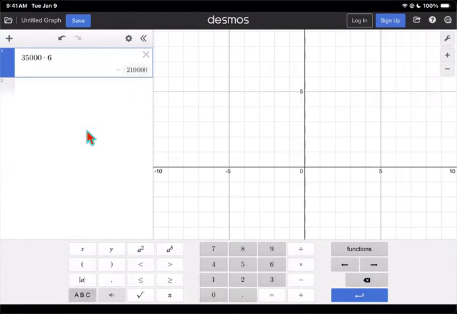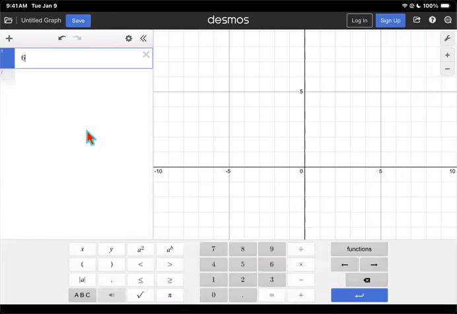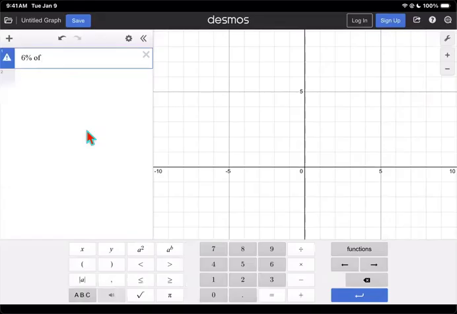So let's put in 6. Let me get to the percentage symbol. Oh, so they want it differently. Okay, let's try again. They want the percent put in first: 6% of 35,000. It feels a little more like the language of it, and the answer is correct. It's 2100. So Desmos does have a percent button.